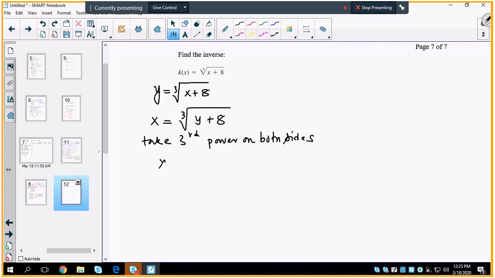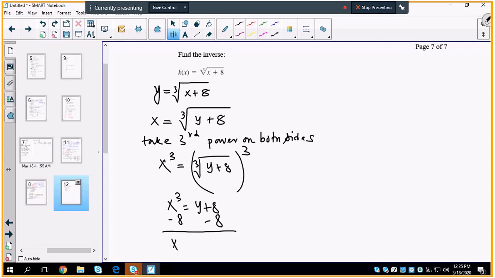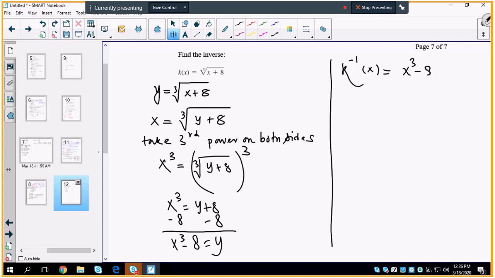So you get x to the power 3 equal to cube root of y plus 8 all to the power 3. I get x cubed equal to y plus 8. Then I subtract 8 from both sides, and I get x cubed minus 8 is equal to y. I have solved it for y. So the last step is writing the inverse. Instead of writing f inverse, because my function was k, I will say k inverse of x is equal to x to the power 3 minus 8. And that would answer my question.